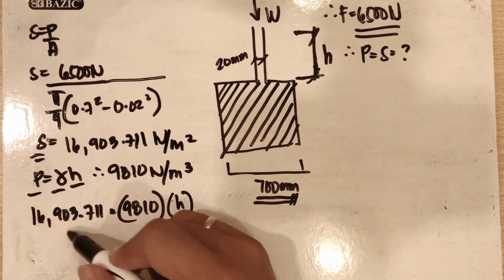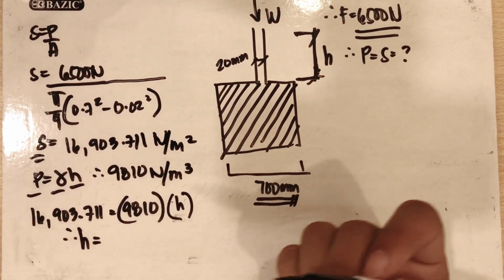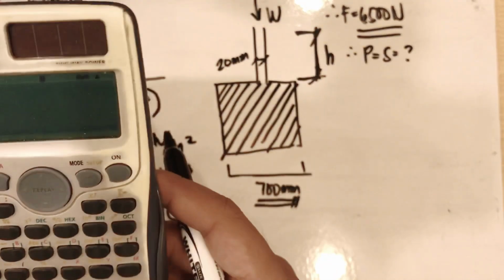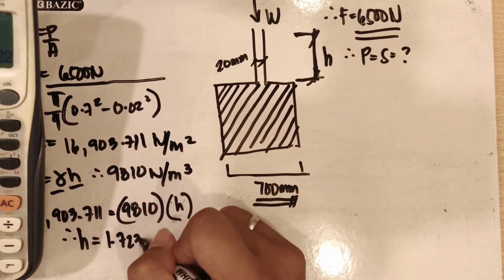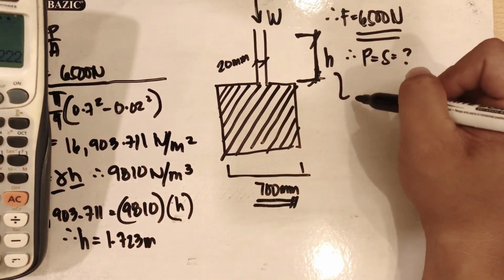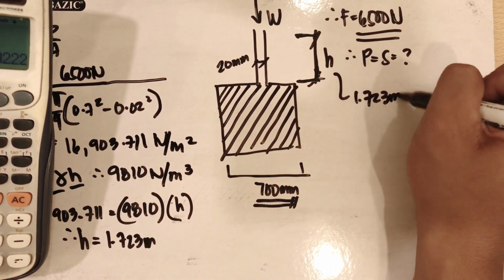So the height is the unknown. So what is our H value? Divided by 9810, H is equivalent to 1.723 meters. So this is 1.723 meters.